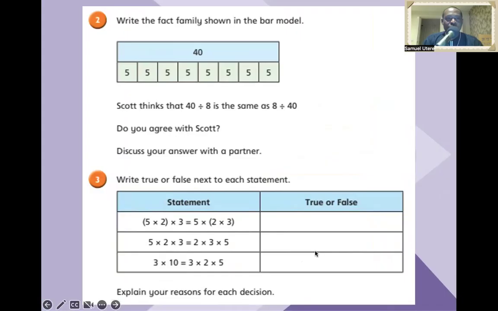Pause the video and answer questions 2 and 3 in 4 minutes. You can take a shorter time. You can take a longer time. Just work at your own pace, okay? The most important thing is for you to enjoy learning.